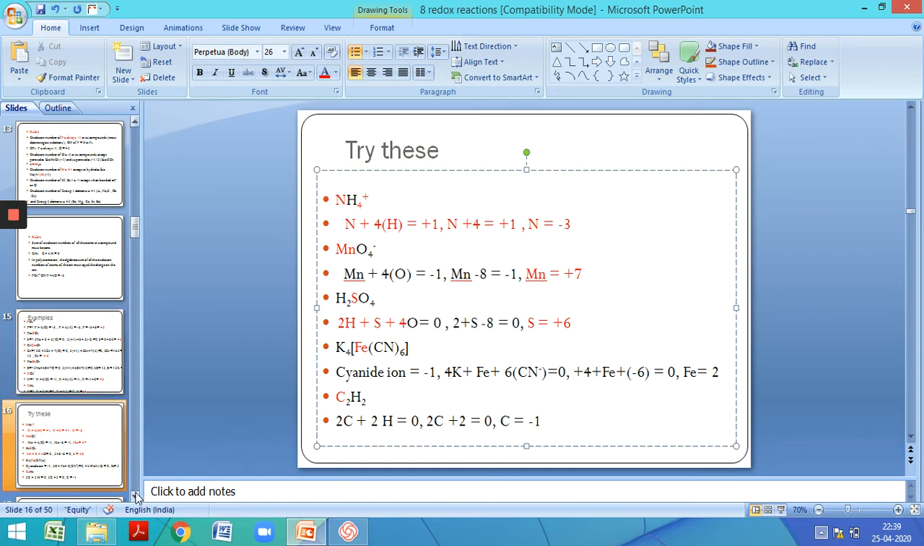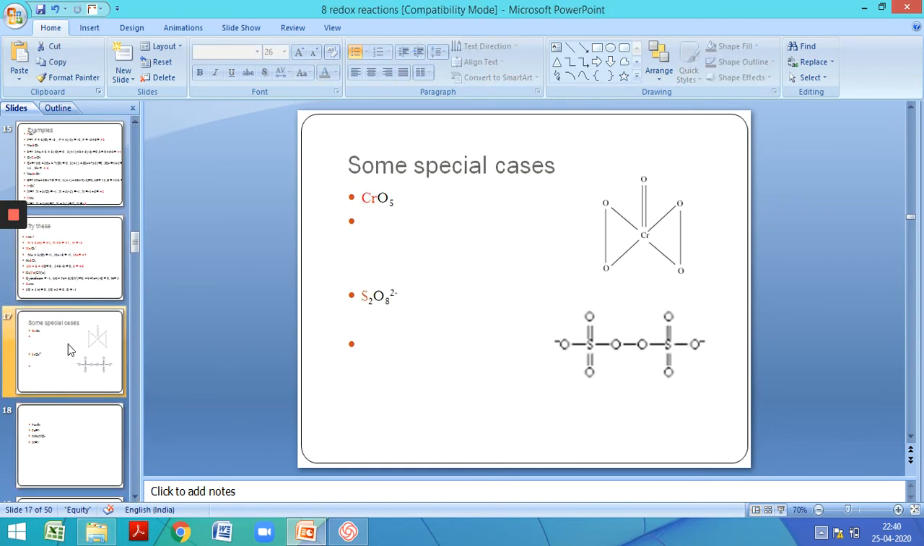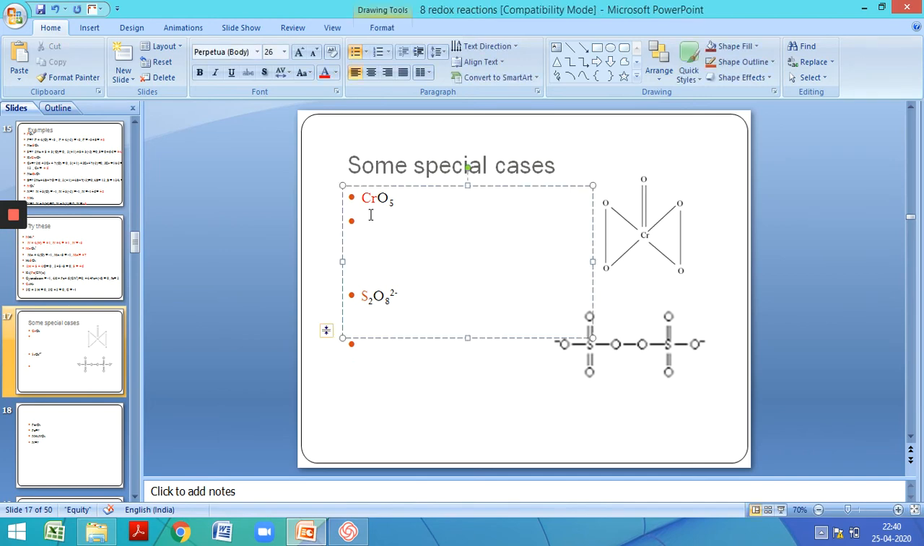So, here are examples of how the oxidation number changes. We'll discuss some now. CrO5. If we look at this compound and try to find out the oxidation number the usual way, chromium plus 5 oxygen, which is -2 each, is equal to 0. This is a compound, so chromium will have an oxidation number of plus 10, which is not possible. The oxidation number of plus 10 is not possible for chromium.